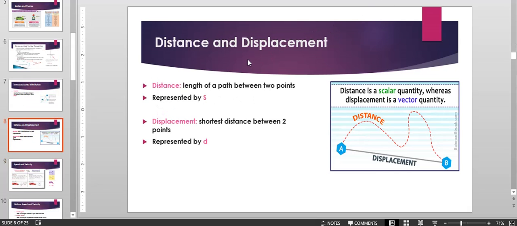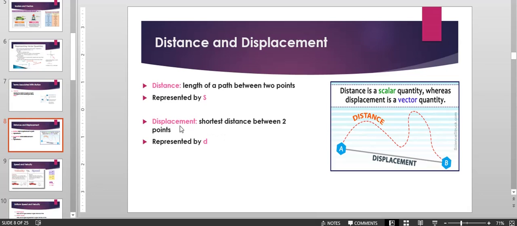Next terms are distance and displacement. Distance is the length of a path between 2 points. It is represented by capital S. So, as you can see in this diagram, this larger path is known as the distance covered by any object to move from point A to point B.